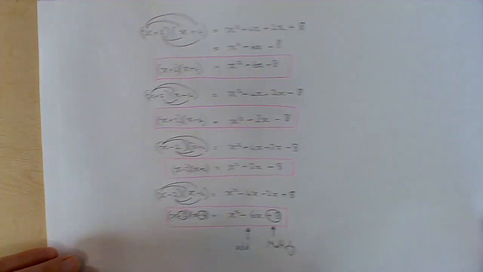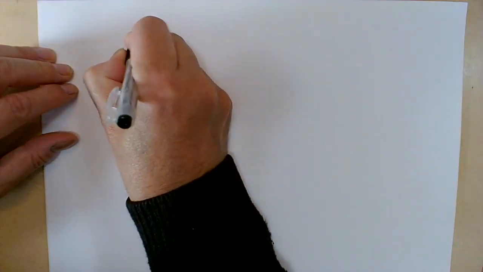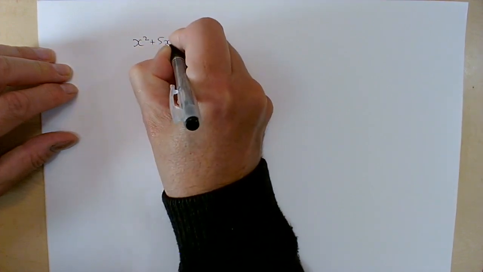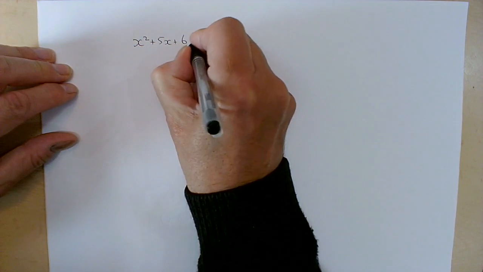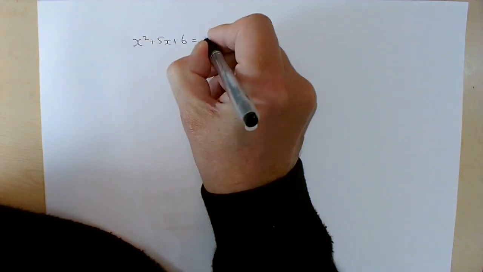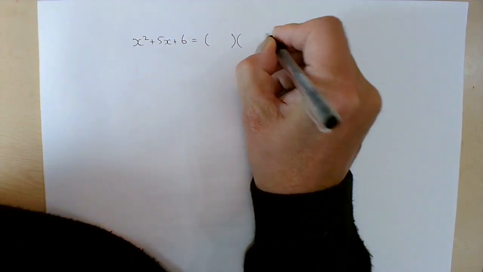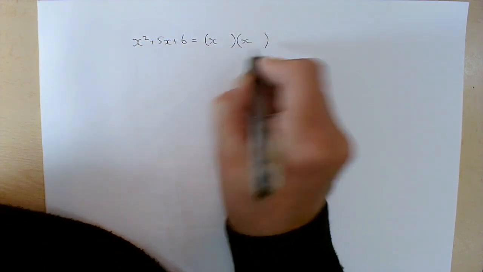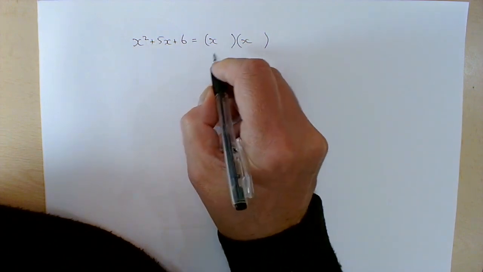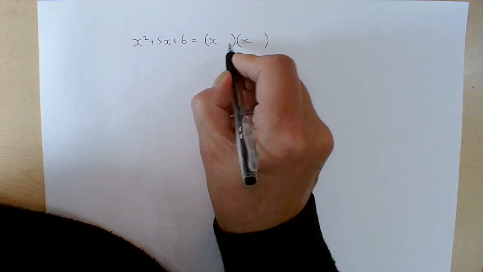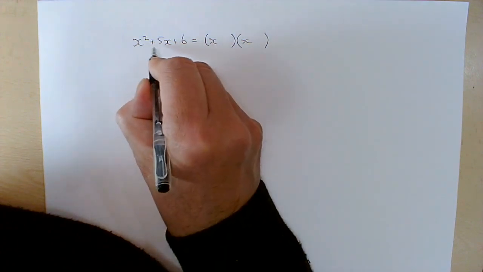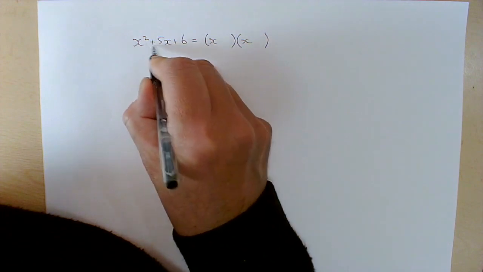Let's see if we can look at some examples of this. If we take x² plus 5x plus 6, now this is very straightforward. We know that this is going to end up looking something like this. We're going to have two pairs of brackets multiplied together, and it's going to be x plus or minus something, x plus or minus something. Now, in this case, as before, both of these are pluses.